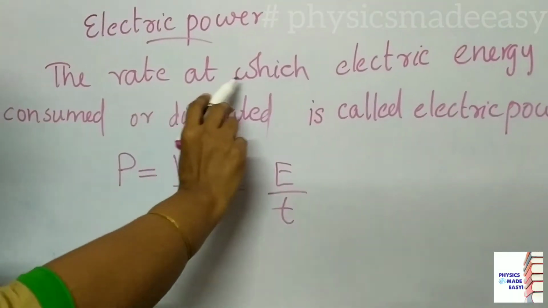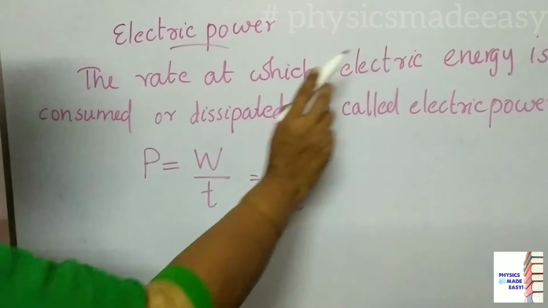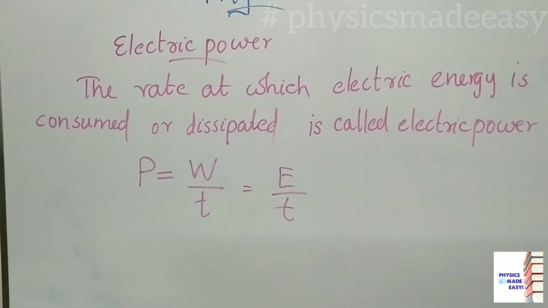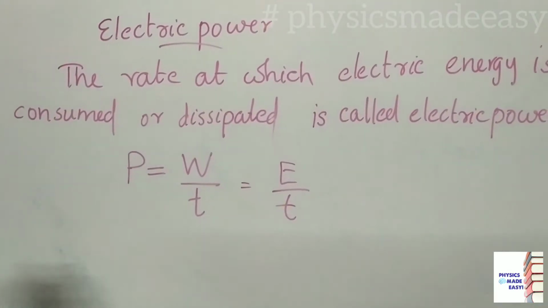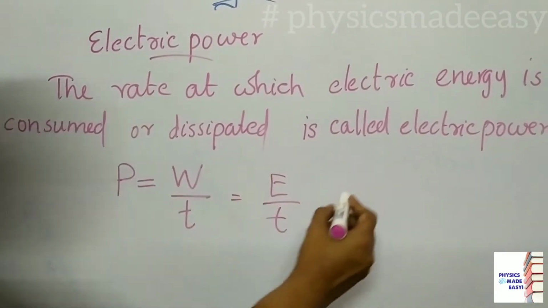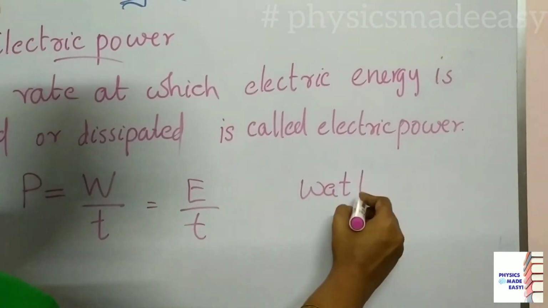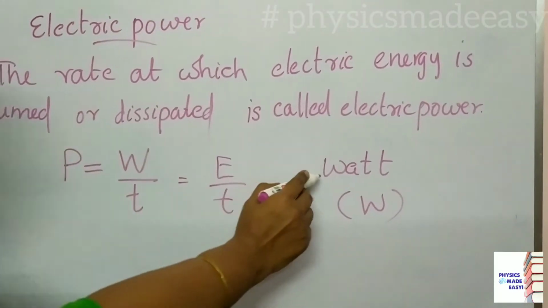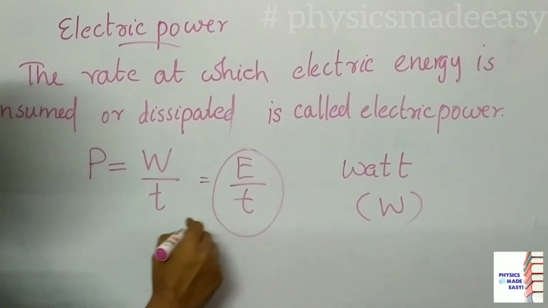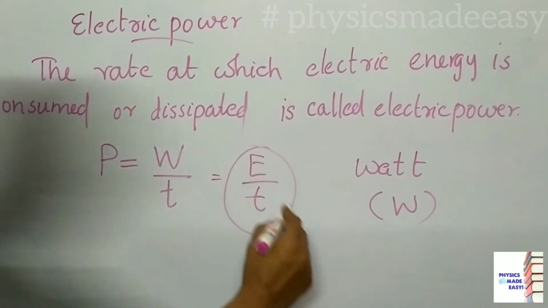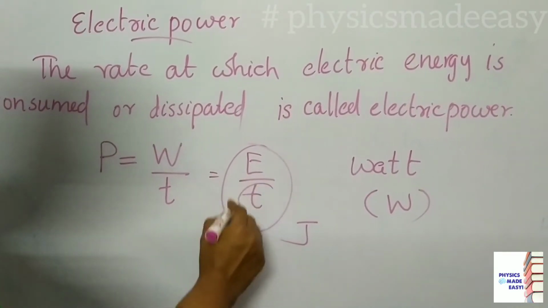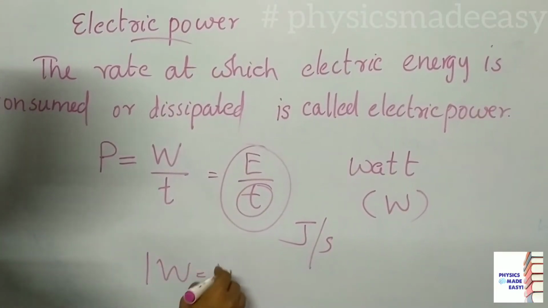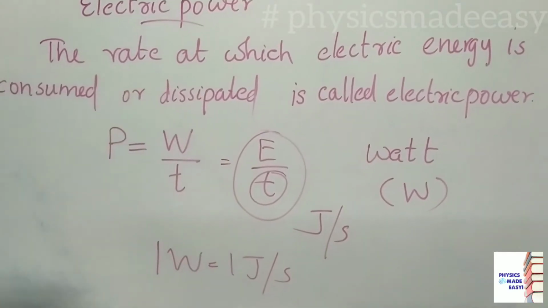From this equation we can define like this: the rate at which electric energy is consumed or dissipated is called electric power. What is the SI unit of power? The same. For electric power also the same unit as that of power, that is watt. That is written as capital W. Then if you are considering this equation, what is the SI unit of energy? That is joule. What is the SI unit of time? That is second. So joule per second, 1 watt is equal to 1 joule per second.